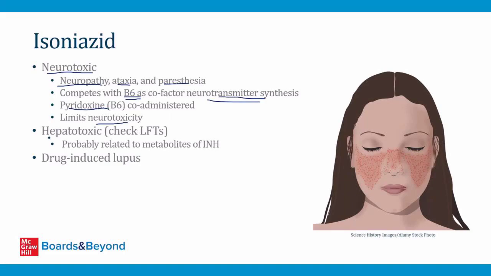Isoniazid is also potentially hepatotoxic, so when patients take this drug for several months or longer, you usually need to monitor their liver function tests like AST and ALT. The mechanism of this is unclear, but is probably related to metabolites of INH. And then lastly, isoniazid can potentially cause drug-induced lupus, which leads to a malar rash like what's shown here. And I talk about lupus, including drug-induced lupus, in videos in the immunology section.